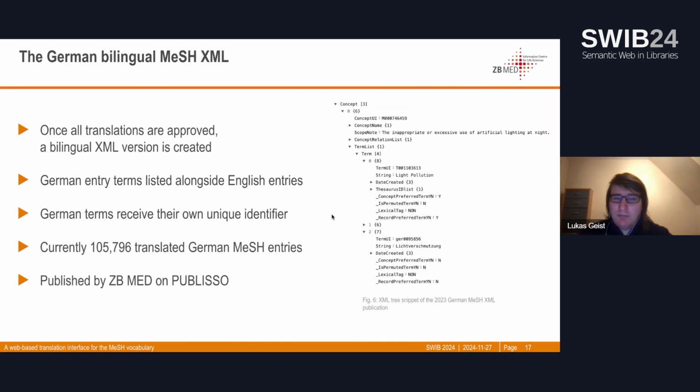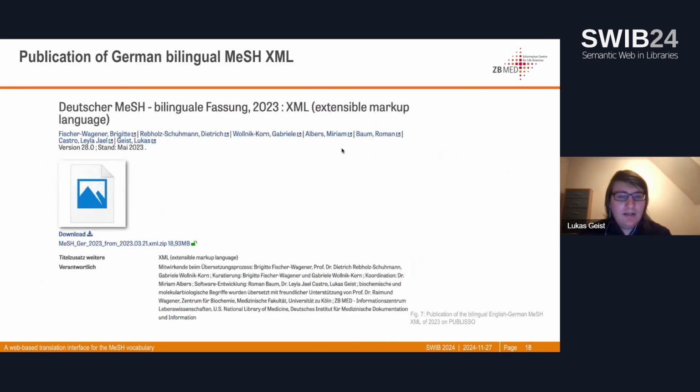Currently, we also have more than 100,000 translated German MeSH entries. Those have been collected over decades already, so this number is not the case for every year. We usually get a few thousand, and over 2 decades it might build up to more than 100,000. And all of that is published by ZB MED on PUBLISSO. And this would be where you could download the file on PUBLISSO. PUBLISSO is our own hosting website for publications. And here, for example, would be the bilingual version of the 2023 release, which is currently the most recent release.